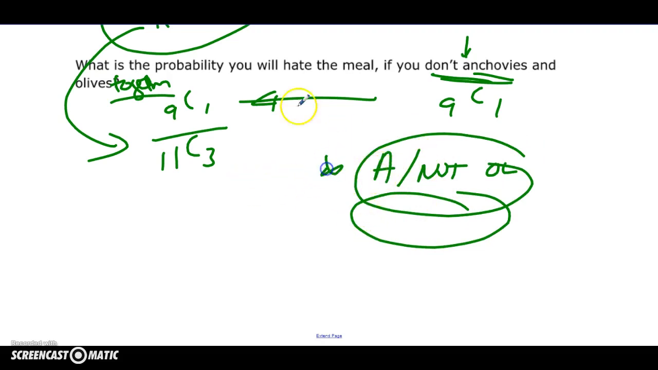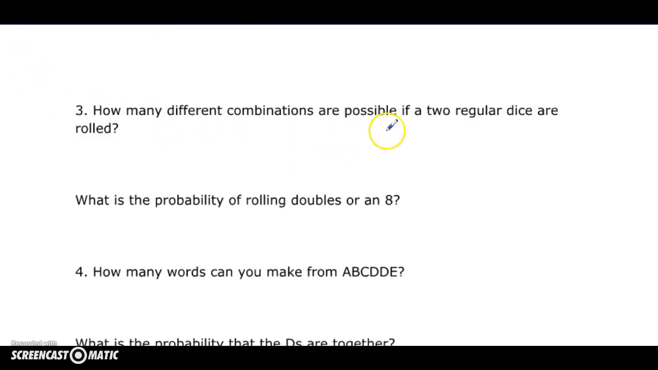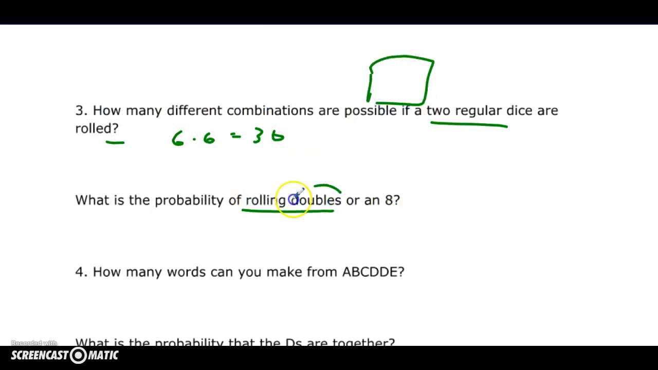So you could do that, but this is the question I meant to ask. Okay, next up: how many different combinations are possible if 2 regular dice are rolled? So 6 times 6, it's 36. We've done that grid a bunch of times. And then what's the probability of rolling doubles or an 8?